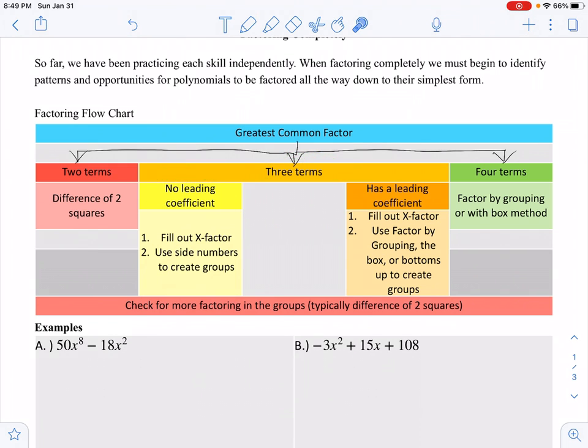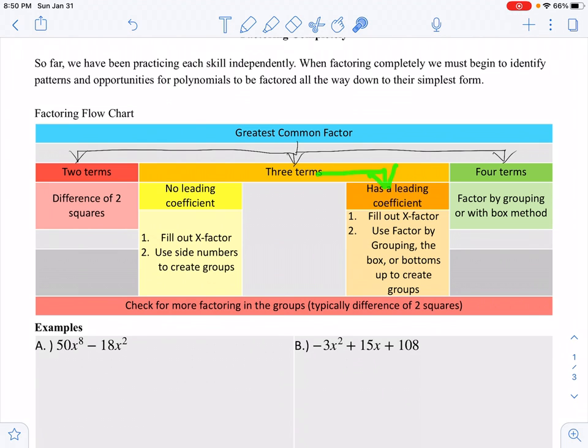If you need a refresher, you need to go back and watch some of our previous lessons. But no leading coefficient, no number in front. You're going to fill out your X factor and then use the side numbers to create groups. You'll see what that looks like.